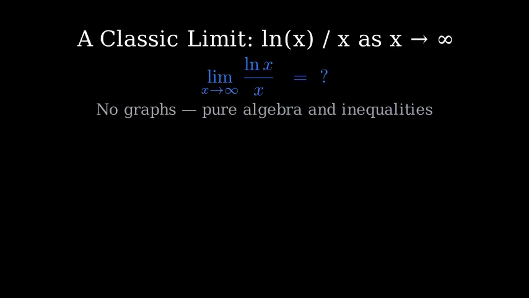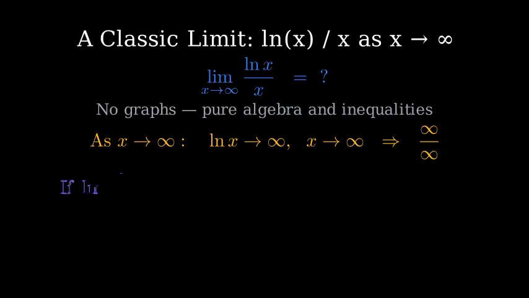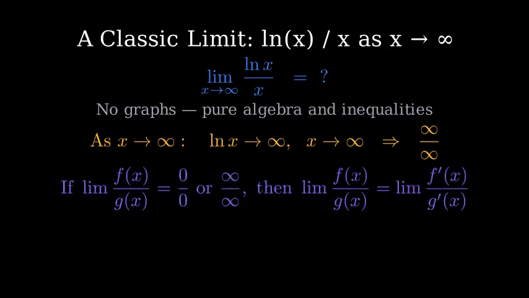We'll do this completely analytically. No graphs, just pure algebra and inequalities. The strategy: L'Hopital's rule, quick and clean. Since as x goes to infinity, ln of x also goes to infinity, this is an infinity over infinity indeterminate form. Perfect setup for L'Hopital's rule.